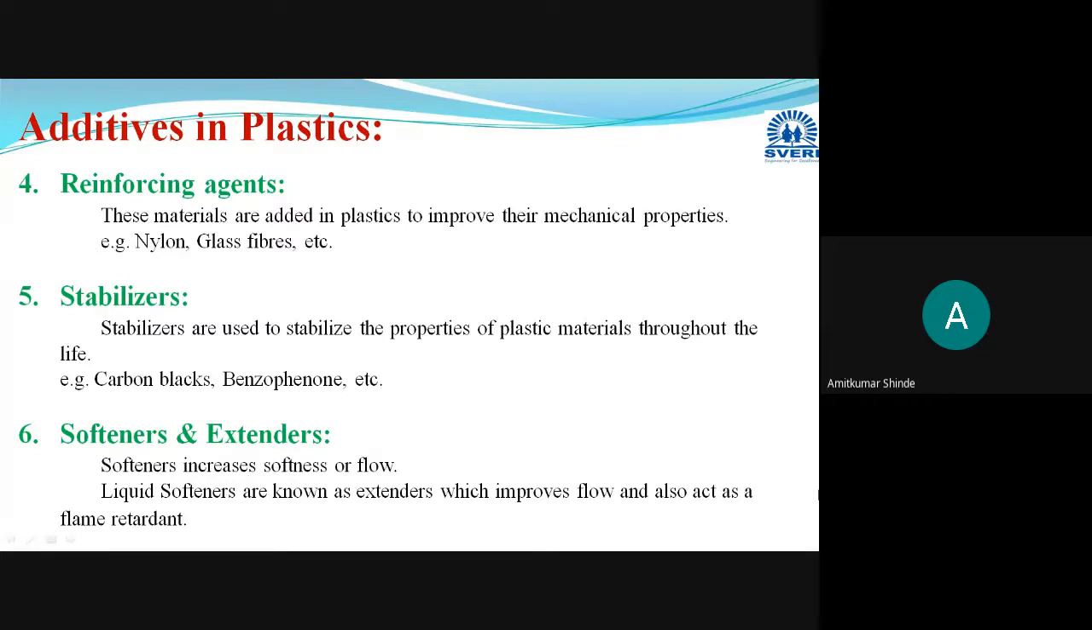After this, the next additive is stabilizers. Stabilizers will stabilize the material: when you use a particular material for a longer period of time, some properties may change. As time passes, some properties may change due to the surrounding environment. To keep the properties as they are, some stabilizing materials are added. Suppose you check the material right now and note a property, say some strength, like this.